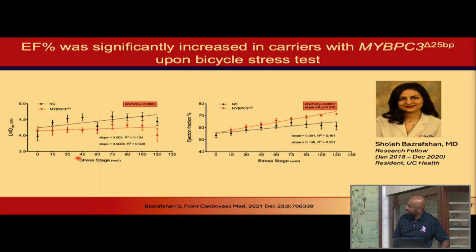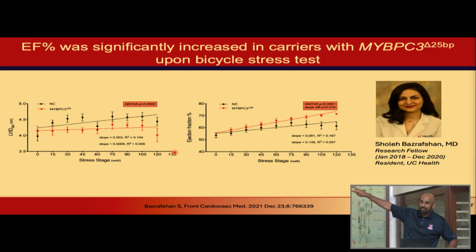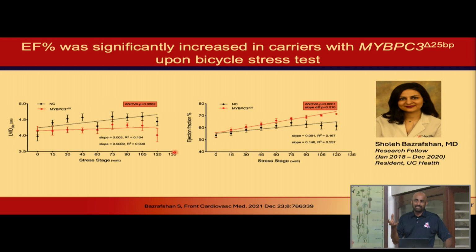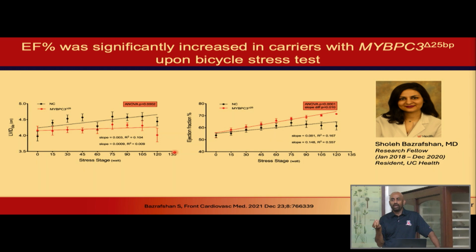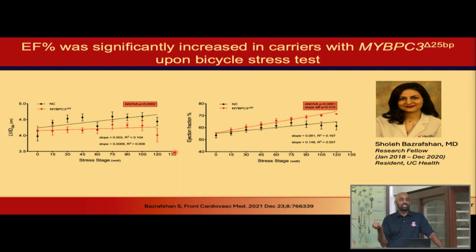But when you increase the stress, giving more stress stages, you can see there is a clear difference in their cardiac function. That tells us that at the subcellular level, you have the phenotype, but it's not enough to show at the organ level, the bigger organ level, in a normal baseline condition. You need extra stress to show that. So this was a striking study.